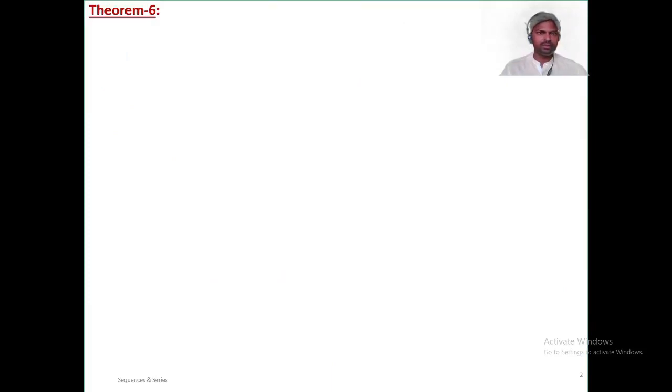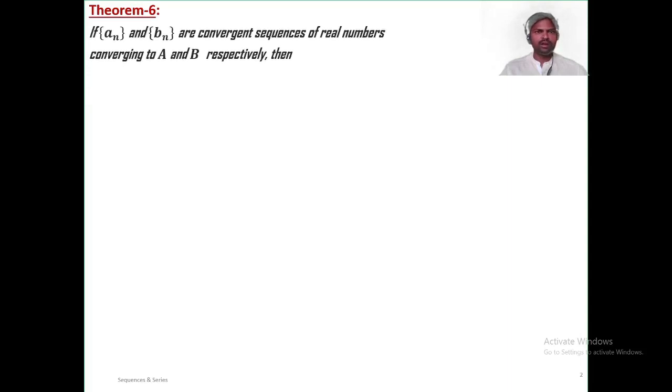Theory number 6: if an and bn are two convergent sequences of real numbers converging to a and b respectively, then, first rule, the sum rule. The limit as n tends to infinity of an plus bn means you apply the limit to an and to bn separately. The limit of an is a, because the sequence an converges to a.